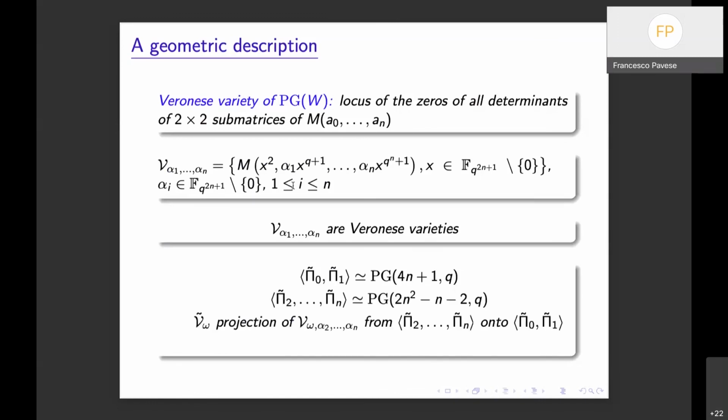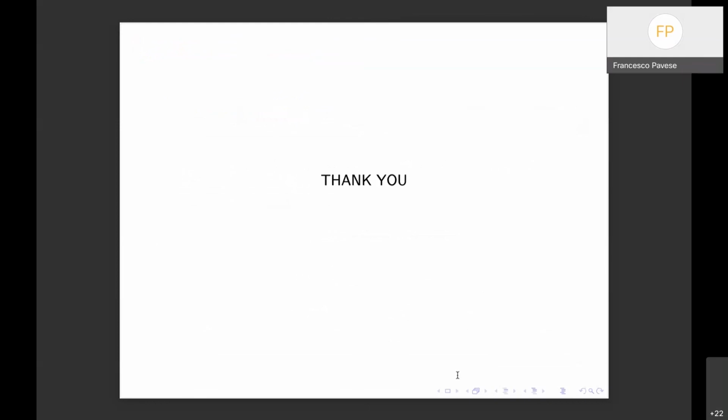Now, if we project two suitable Veronese varieties from n-1 of the n+1 2n-dimensional projective spaces onto the span of the remaining two, then we get exactly the cap we have seen before. So we are saying nothing else than that the cap we have constructed is the union of two projections of Veronese varieties. Okay, that's all I wanted to say. Thank you for your attention.